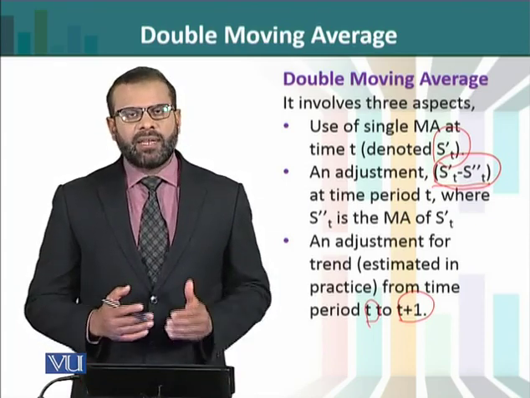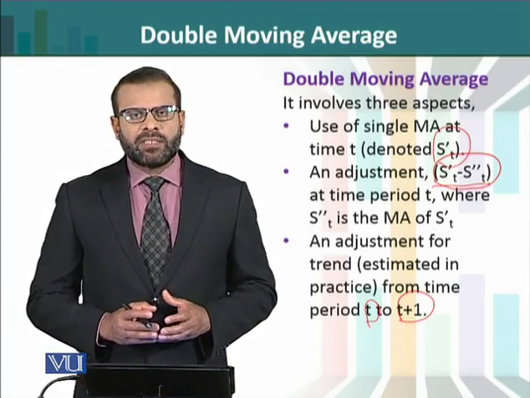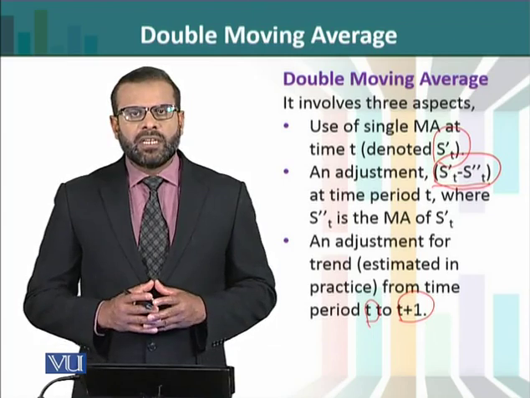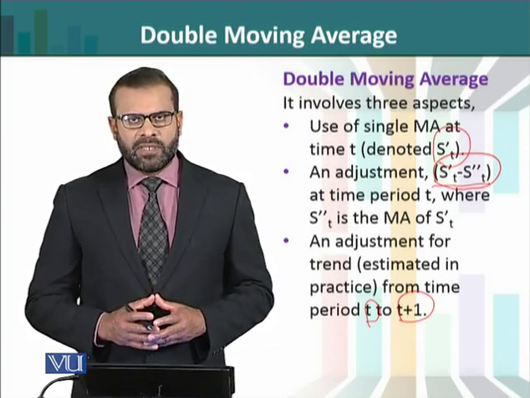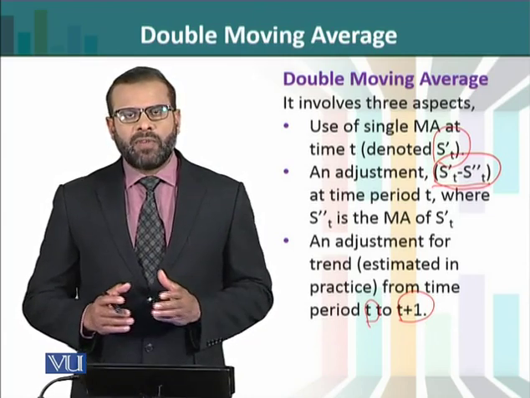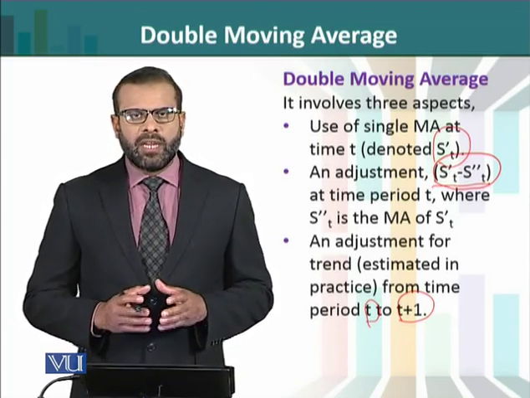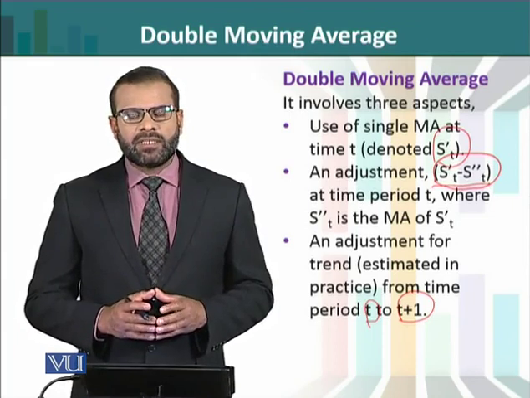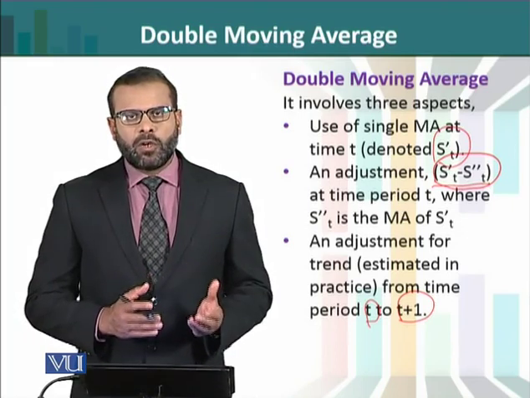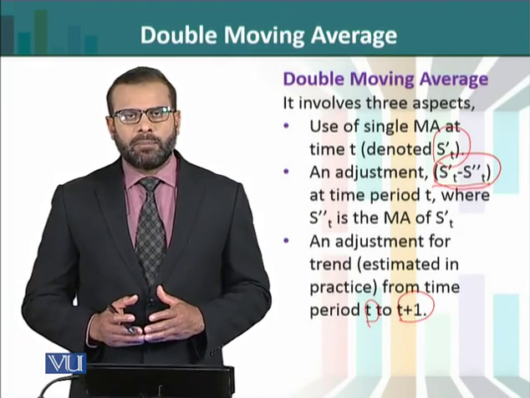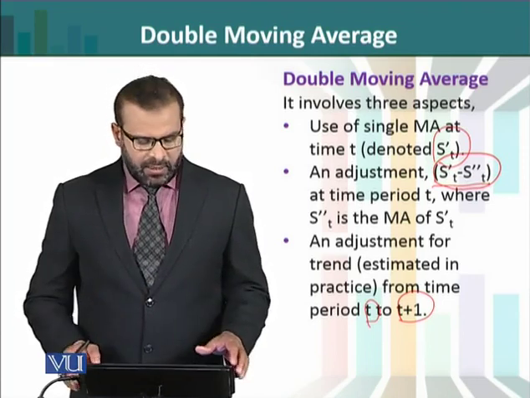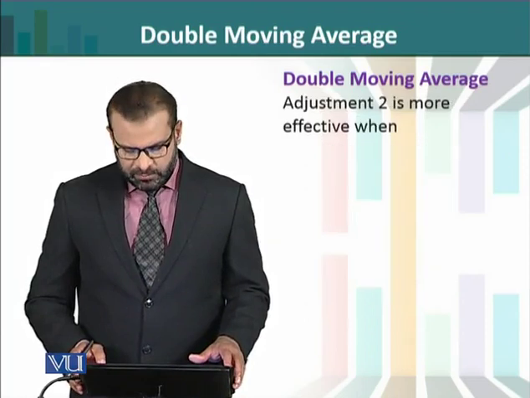So actually there are three things. The first thing is the smooth values which we have obtained using the single moving average method at the first step. The second thing is the difference between the first step smooth values and the second step smooth values. And the third component is the trend term, which is actually the growth of data from time point T to time point T plus 1. So we will be using the linear trend in the data in this particular technique.